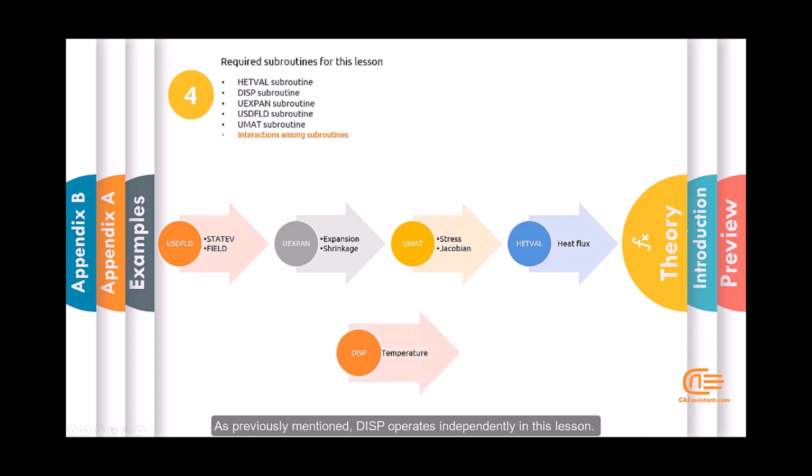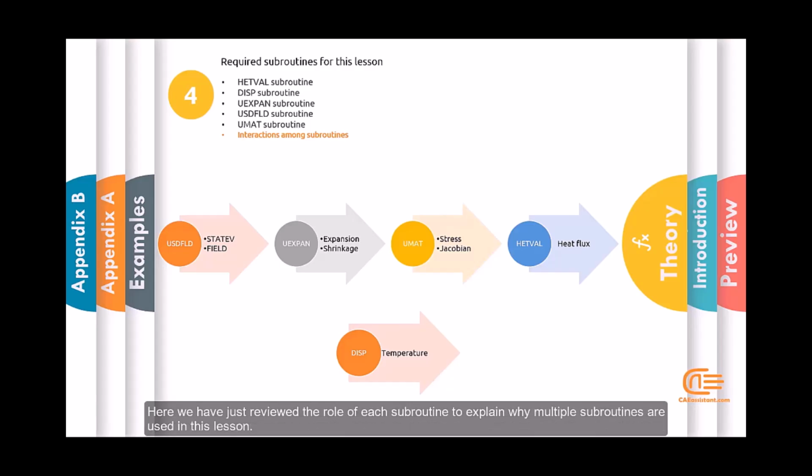As previously mentioned, DISP operates independently in this lesson. It applies the temperature boundary condition without relying on any state or field variables. Here we have just reviewed the role of each subroutine to explain why multiple subroutines are used in this lesson. In the provided workshops, we will offer detailed guidance on how to write these subroutines step by step.